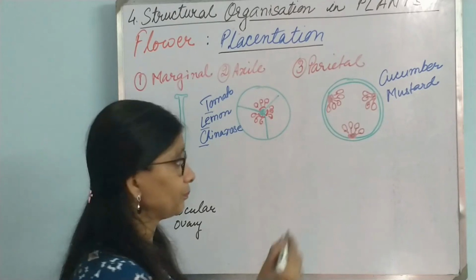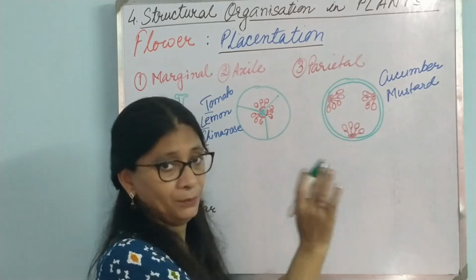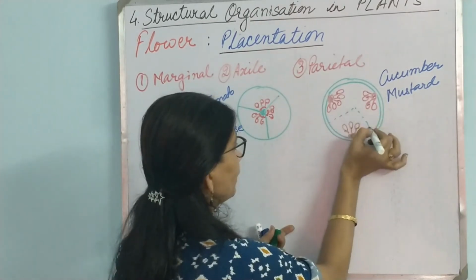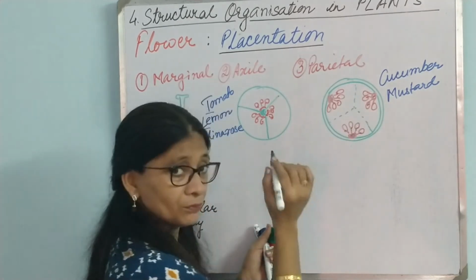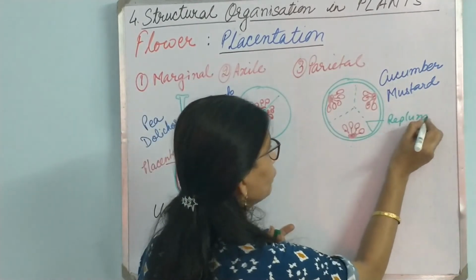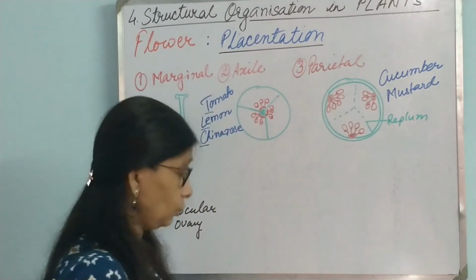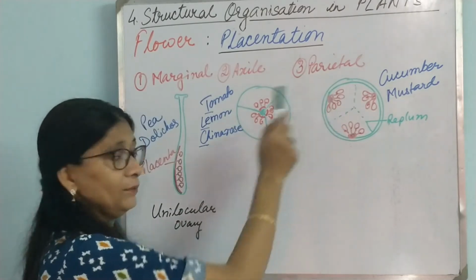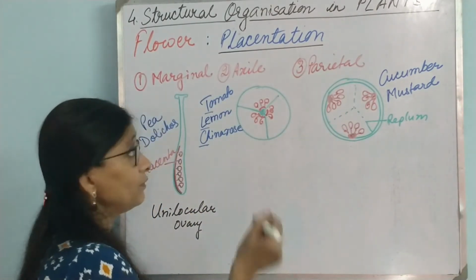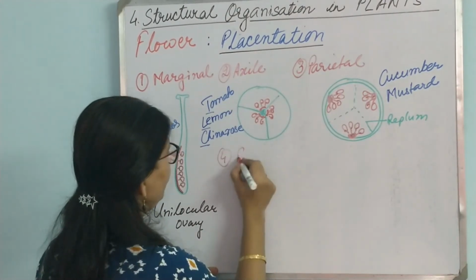In cucumber, I have not shown any septum here, because there is no septum in parietal. But sometimes some false septum develops. In cucumber you will see some septum, but that is a false septum. It is known as replum. That is not a true septum. That is a false septum. The septum here is dissolved. So in axile we see septum. In parietal we don't see septum. Sometimes you might be asked the difference between axile and parietal, so you have to mention all this. Now number 4 will be free central.